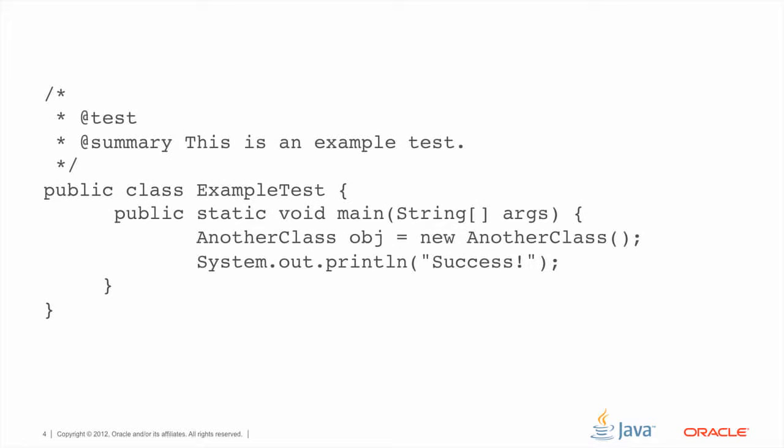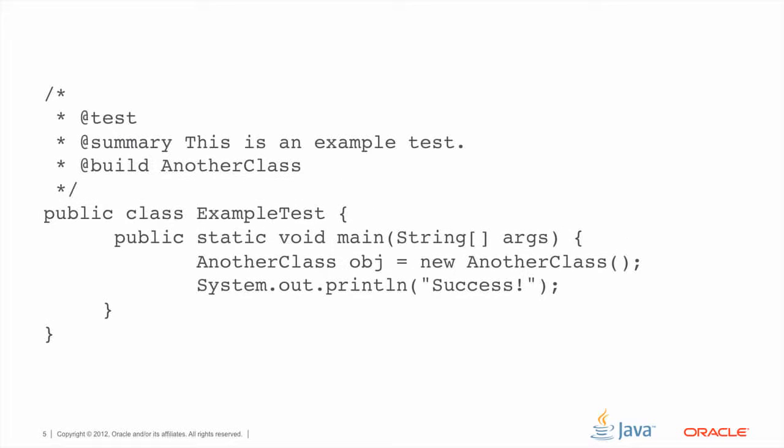So here we have an example test. It really doesn't do anything interesting, but the point of this is to look at the test tags at the top. So in the comment at the top of the source code, there is @test, which marks this file as a test. And then there's a summary line that describes it. There's nothing interesting going on here.